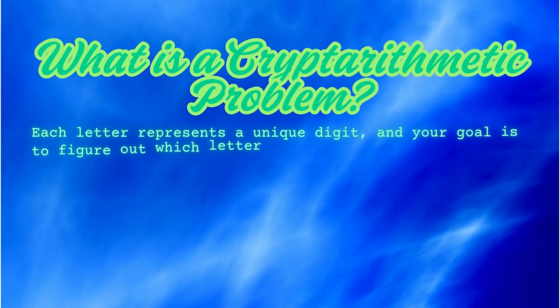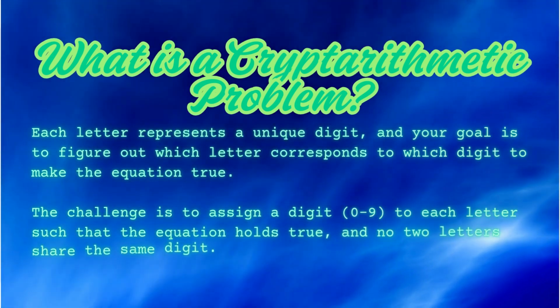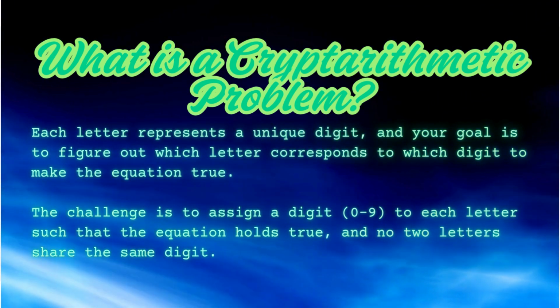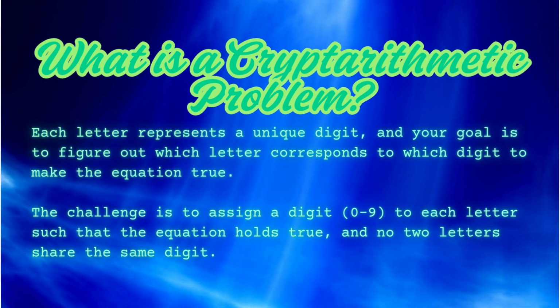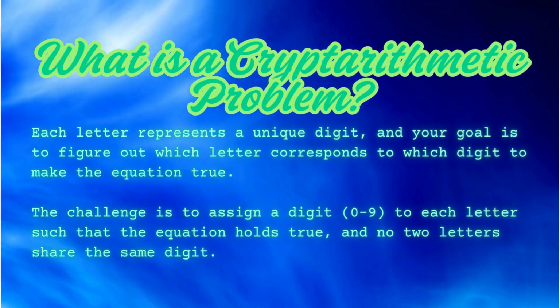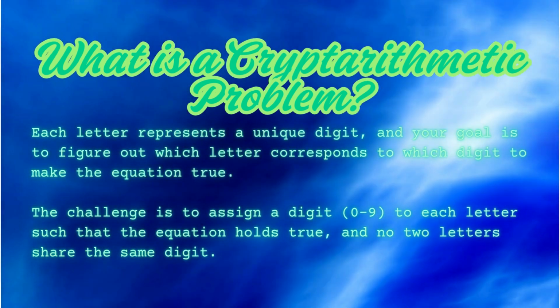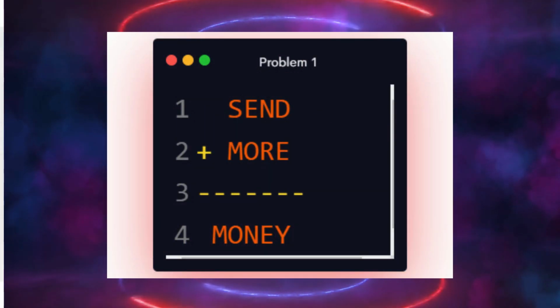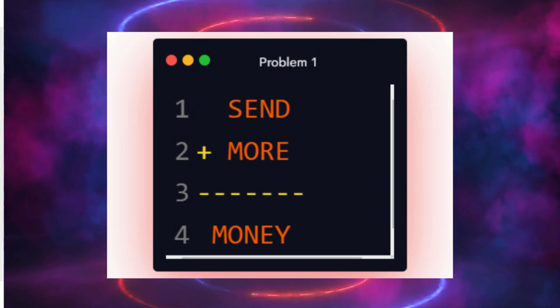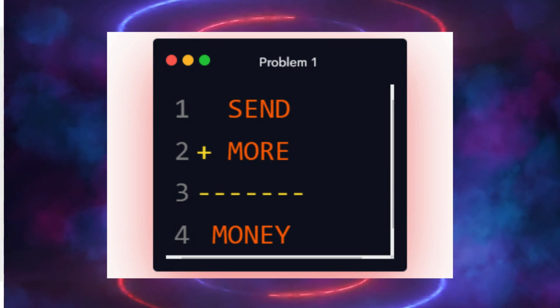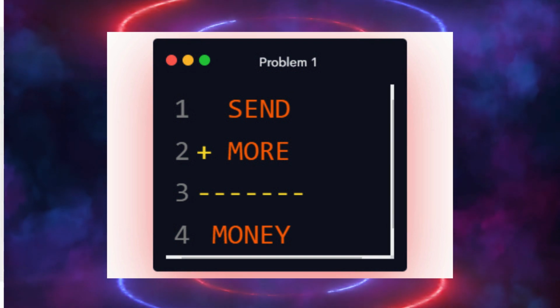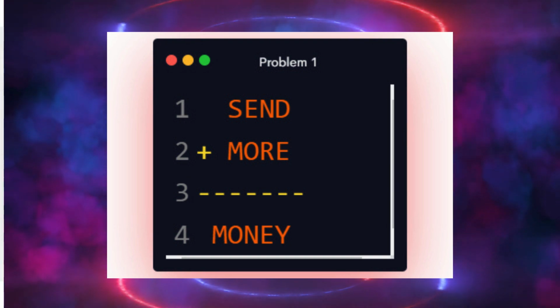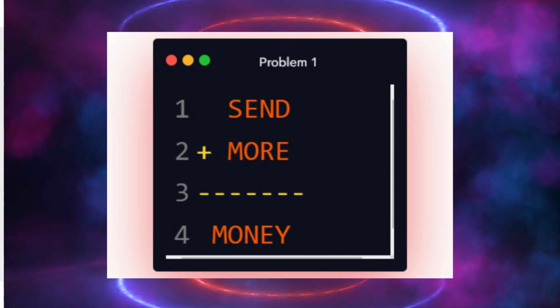So, the first question is, what is a cryptarithmetic problem? Imagine this: you're looking at a mathematical equation, but instead of numbers, there are letters. Each letter represents a unique digit, and your goal is to figure out which letter corresponds to which digit to make the equation true. Sounds like a brain teaser, doesn't it? That's exactly what it is. You can see on the screen right now the classic example of what a cryptarithmetic problem looks like. The challenge here is to assign a digit 0 to 9 to each letter such that the equation holds true and no two letters share the same digit.